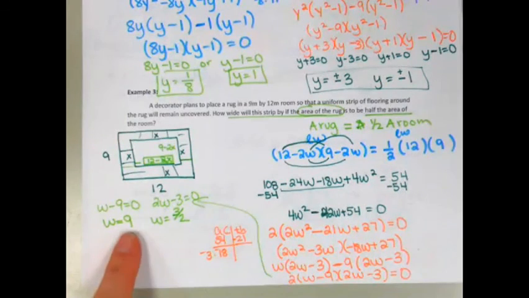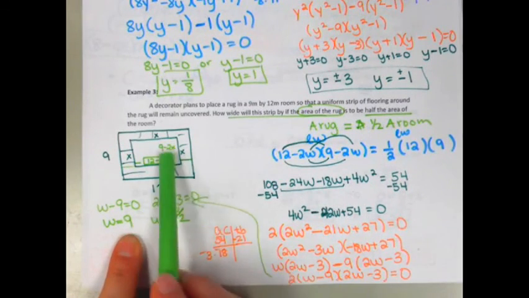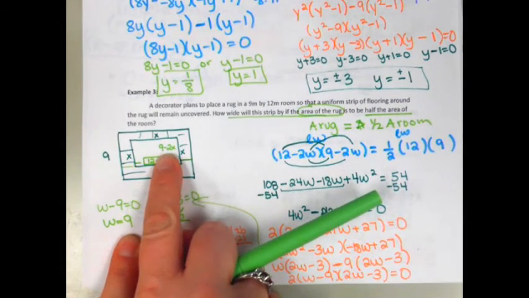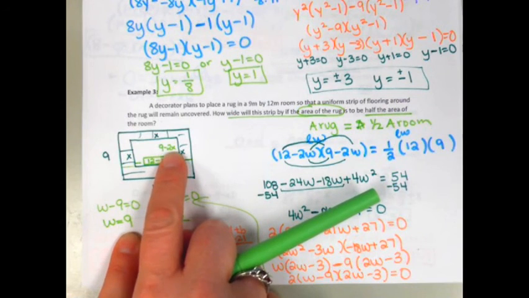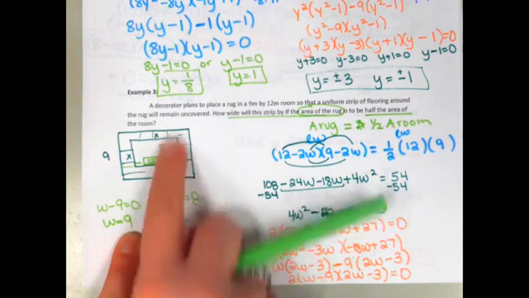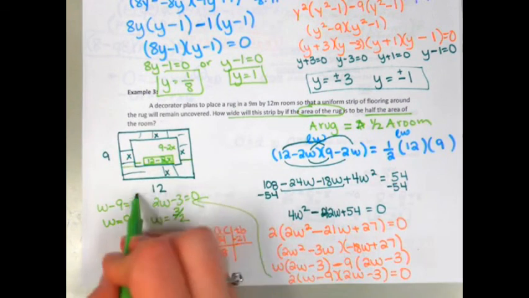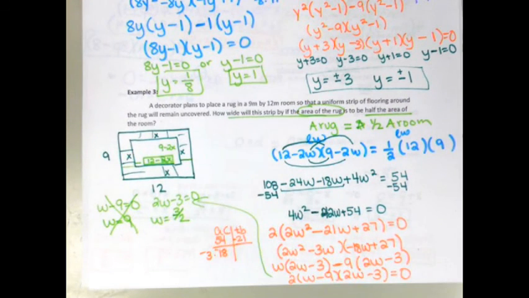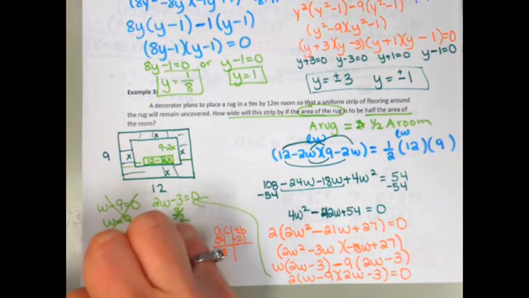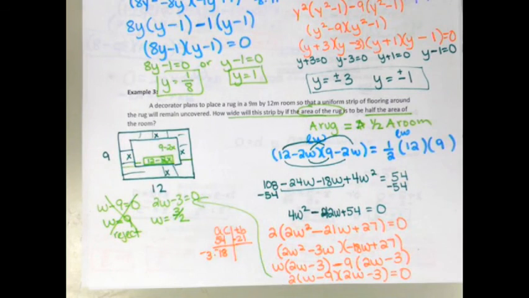Okay. So let's start with 9. Let's plug 9 in here. Okay. What is 2 times 9? 18. What's 9 minus 18? Negative 9. Can I have a width of my rug be a negative 9? No. So could 9 be our solution? No. This is rejected, right? Okay, we reject it, because we end up getting a negative length in that.